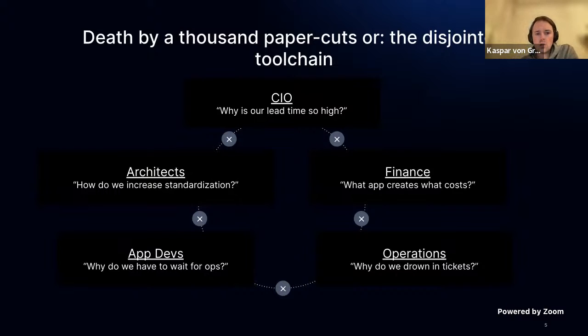And the disjointed toolchain, I think, has a significantly higher negative impact than we believe. And again, it is perceived differently by persona. For a CIO, looking at it from the ivory tower, it essentially materializes in, we're really slow. For a finance team, it materializes in, I have this enormous amount of costs, but I don't really know what app has created what cost. I can't attribute, it just keeps growing. For the operations teams, it is the question of why on earth are we drowning in tickets?